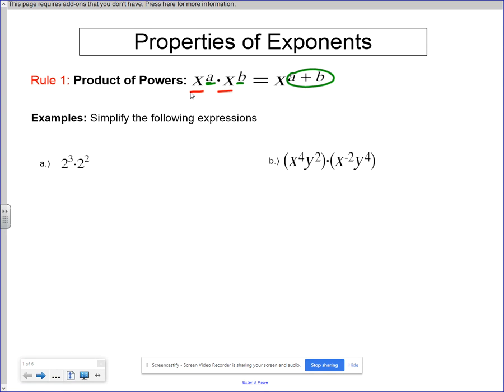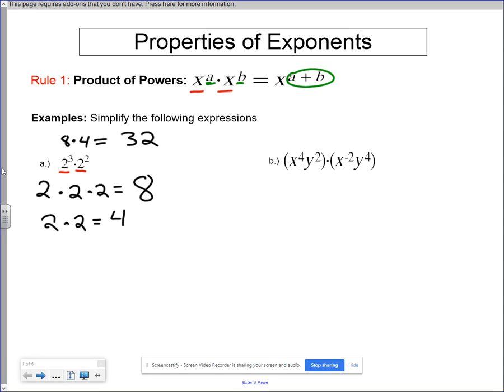We have 2 to the third times 2 squared. So one way we could have solved this in the past is we could just write everything out. So 2 to the third we know is 2 times 2 times 2, which is the same as 8. And 2 squared we know is 2 times 2, which is the same as 4. So we could substitute 8 times 4 in for those values, and we know 8 times 4 is 32.